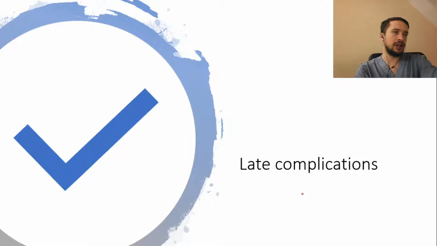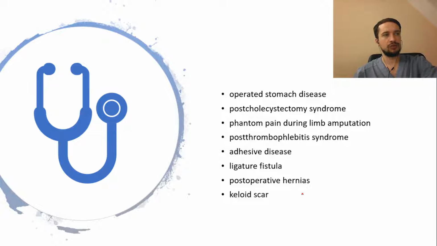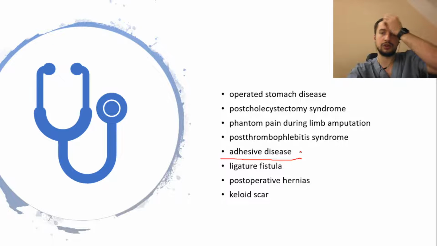The next one is late complications. These are complications that happen with the patient when he goes home. Here we will talk about some syndromes. For example, after cholecystectomy, patients have post-cholecystectomy syndrome. If we talk about operations on the stomach, we talk about operated stomach diseases. Sometimes patients feel phantom pain after amputation of a limb. The next one, post-thrombophlebitis syndrome. Then adhesive disease. It's important to remember because all patients will have adhesive disease. The next are ligature fistula, postoperative hernias, and keloid scar.